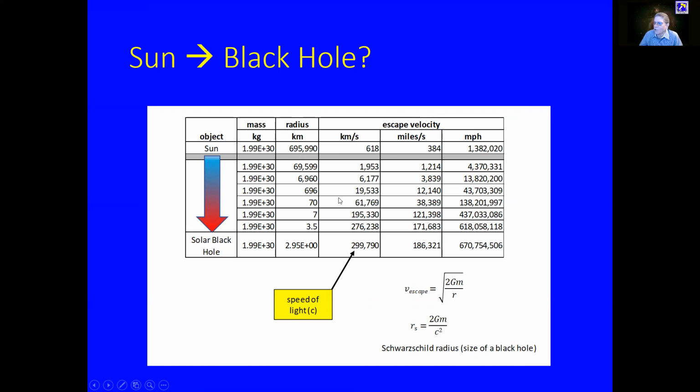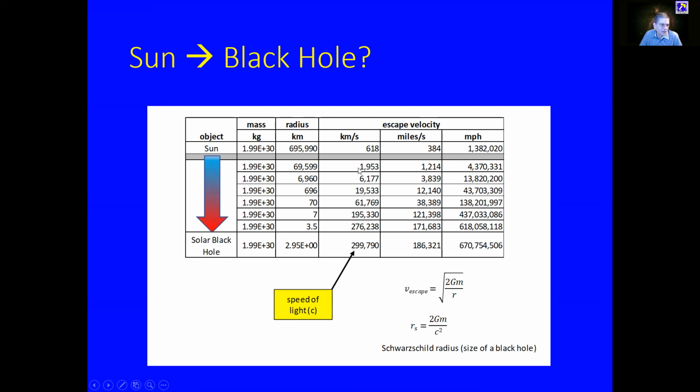Now, let's say we took the sun and crunched it down. Let's say you had a big hand that you could grab the sun and just squeeze it down. Let's say you could squeeze it down to where it's 10% as big as it currently is. Same mass, but we compressed it. Now you can see the escape velocity increased quite a bit.